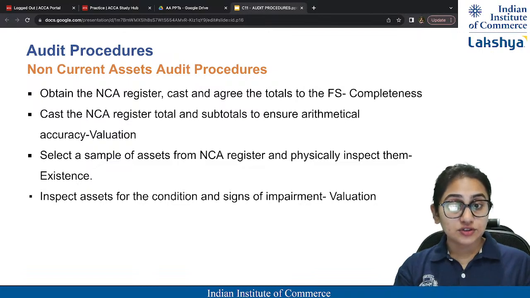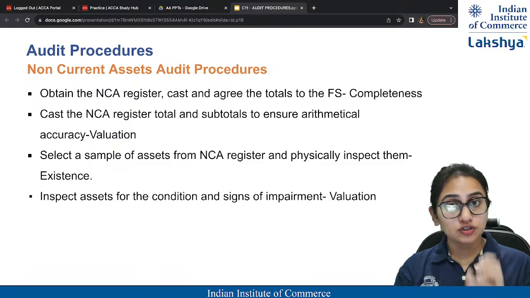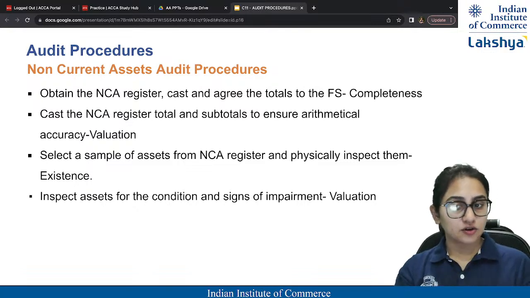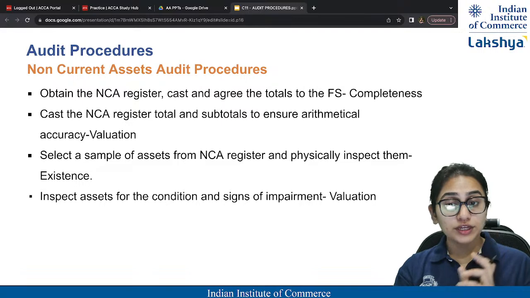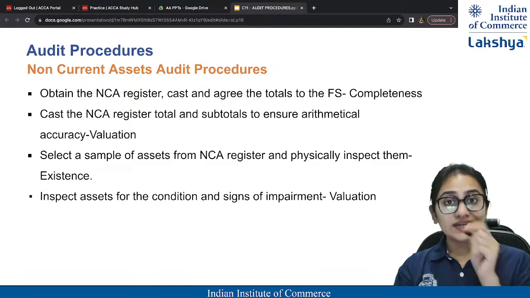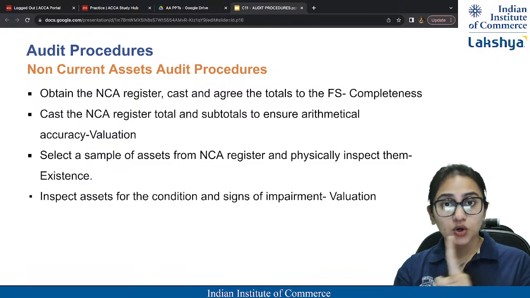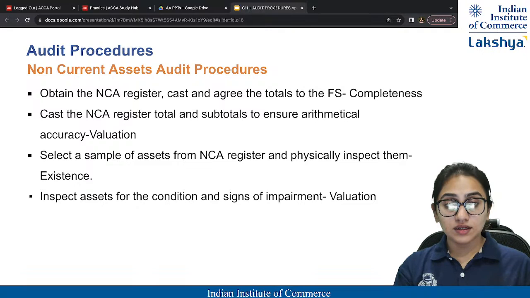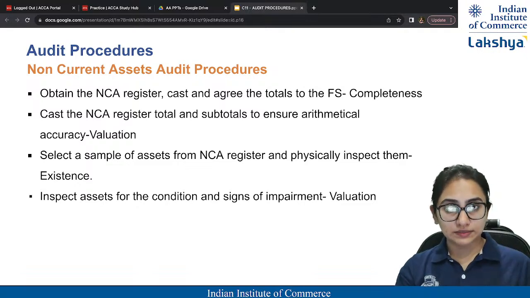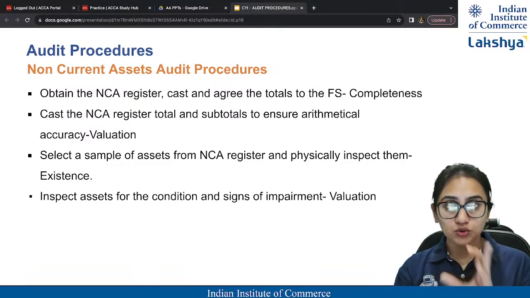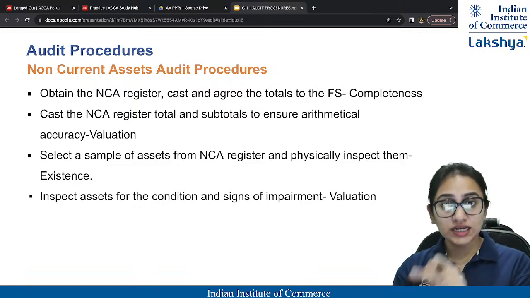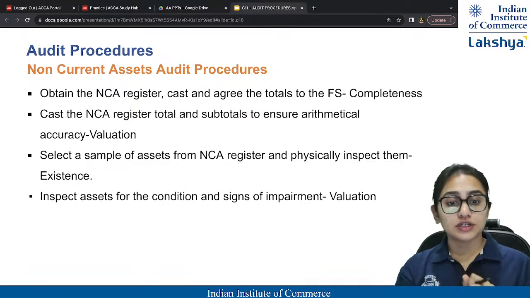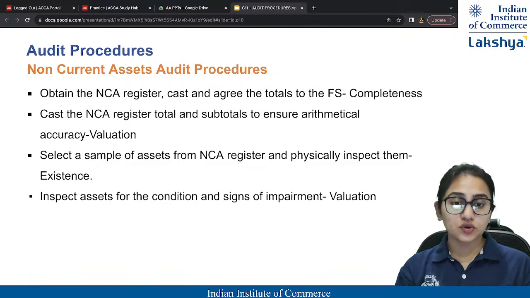Cast the NCA register total and subtotal to ensure it is arithmetically correct, arithmetic accuracy. Then one more thing you can do for the non-current assets register is randomly pick an item from the register, go into the company and check if that item is there. That will confirm existence of the item. Second, you can do the opposite. Go to the factory, randomly select a machinery and see if that machinery is recorded in your books of accounts. Again, existence.